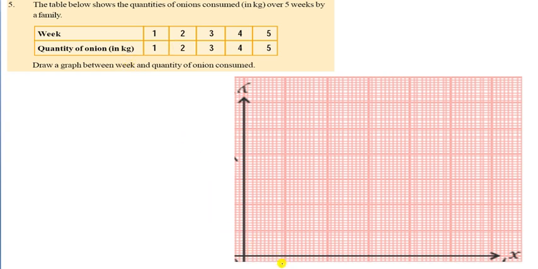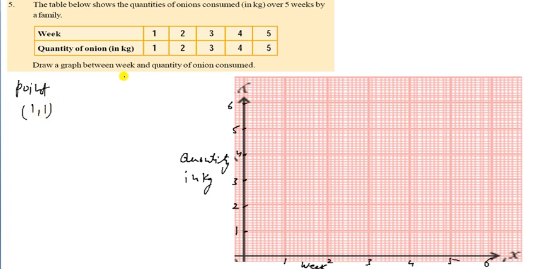So you can write here the week, that is the first week, second week, third, fourth, fifth, and sixth. And here is the quantity in kg. You can write here quantity in kg. So here is, that is the 1, and this one is the 2, and this one is 3, and this one is 4, 5, and so on, 6 here. So first you can write the points.